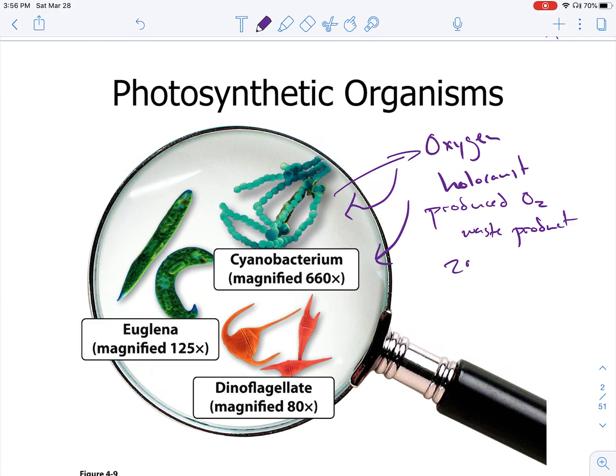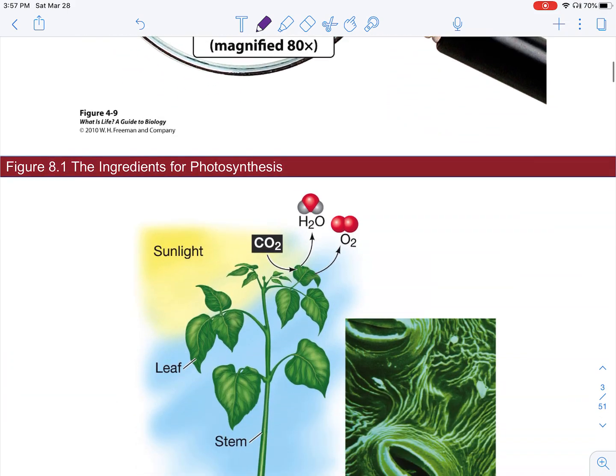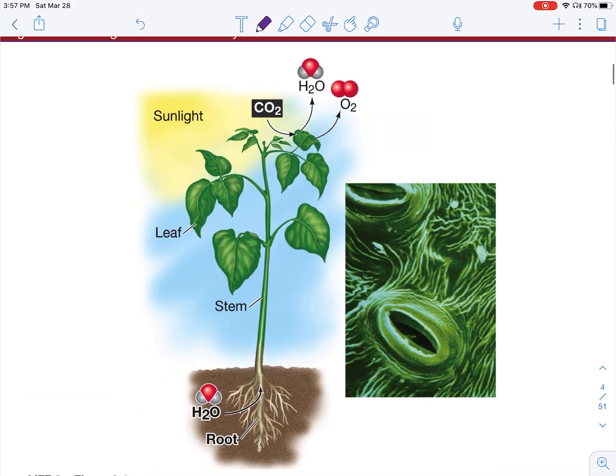Right now, we have about, I think it's 22%, oxygen in the air. And this is because of the work of cyanobacteria, and yet here we are giving all the credit to plants, right? It's not fair. Okay, but let's go to plants.